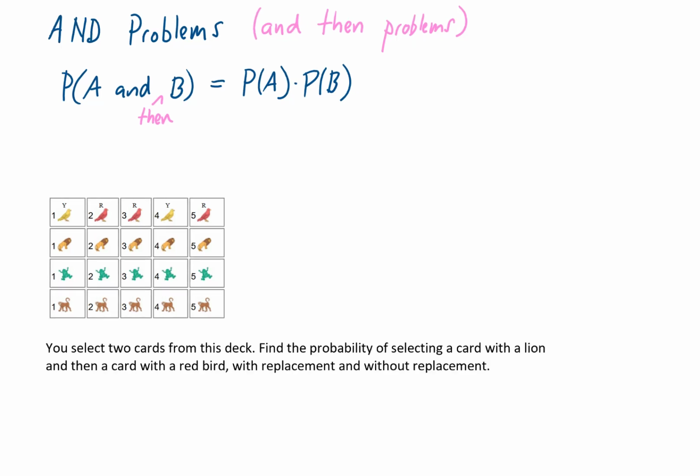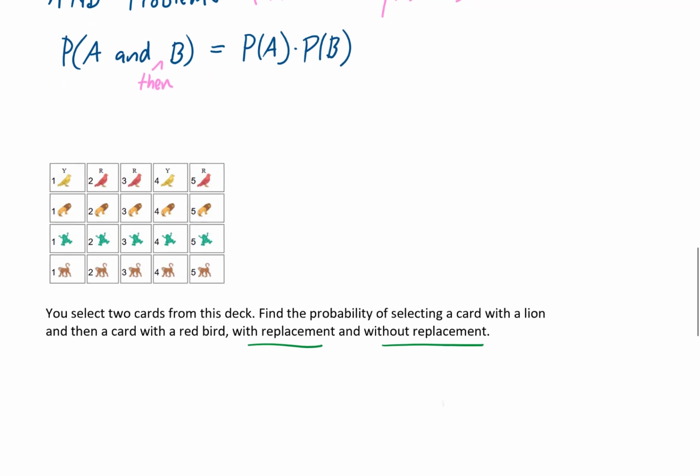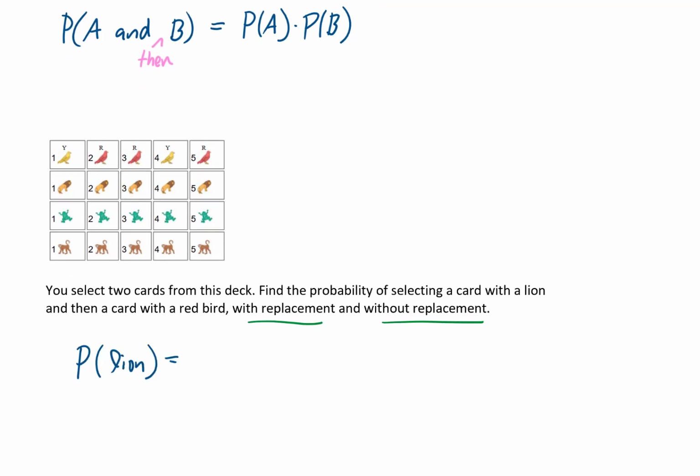So here's an example. We're going to draw two cards from this very cute deck here, and we want to find the probability of selecting a card with a lion and then selecting a card with a red bird. We're going to do this both with replacement and without replacement. So the first thing that we want to do is find the probability that with our first selection we choose a card with a lion on it.